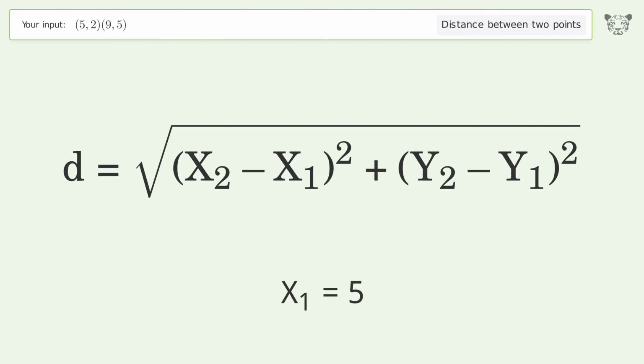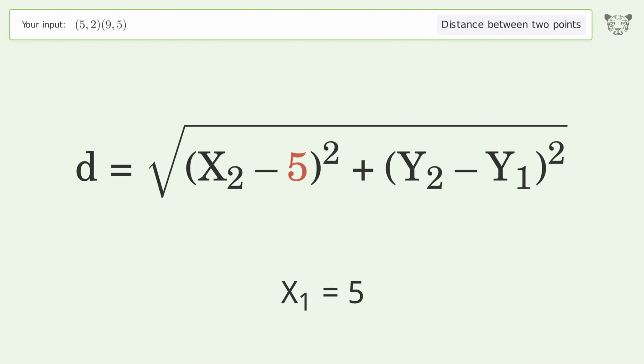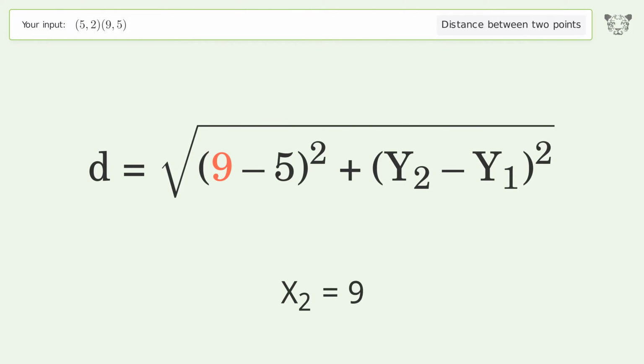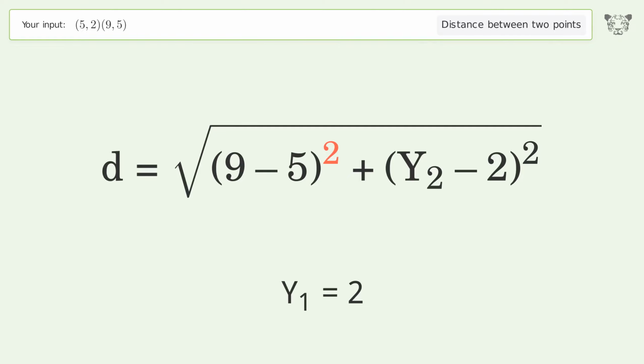x1 equals 5. x2 equals 9. y1 equals 2. y2 equals 5.